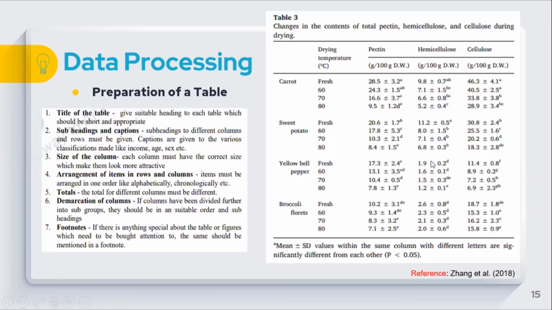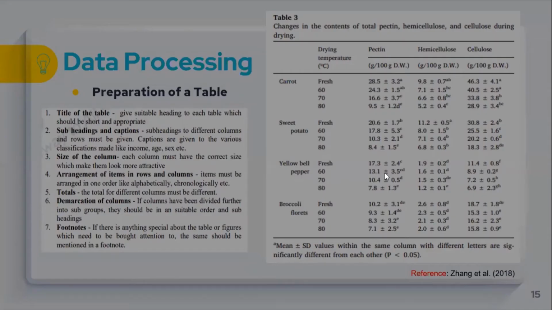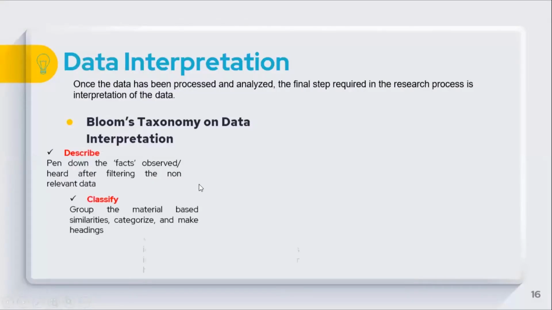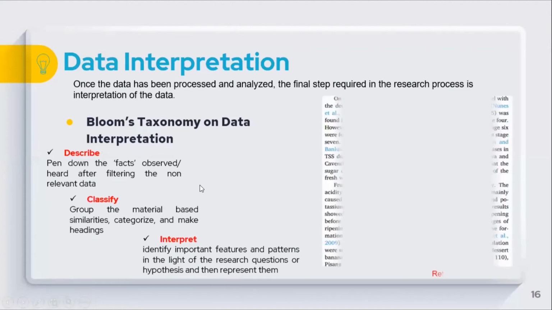Decrease, no? Decrease. Similar findings were found or similar data were found in this sweet potato. Okay, it also decreases as the drying temperature increases, no? So opposite, as the drying temperature increases from fresh to 80 degrees, the values of the variables decrease. So opposite siya. So that's how you interpret the data. You have to describe, you have to classify and interpret.